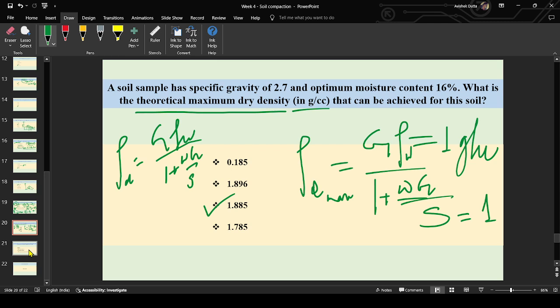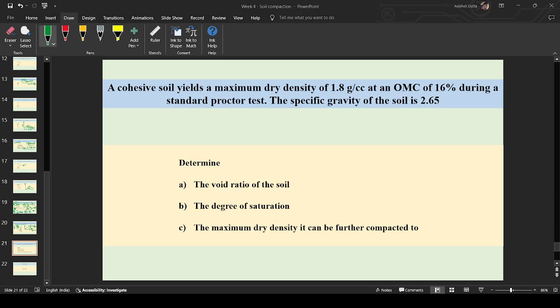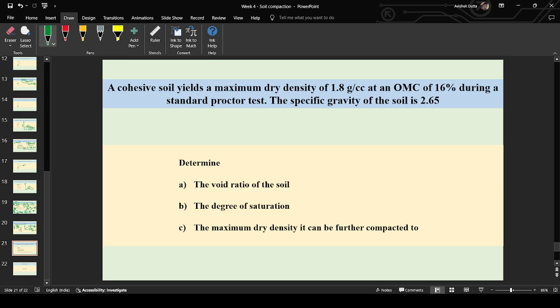Okay, next question. What is the answer of the first part, the void ratio? Have you given the answer? I'm not getting any notification. Okay, no, you haven't. What is the answer of the first part? What is the value you have obtained if you have done this question?